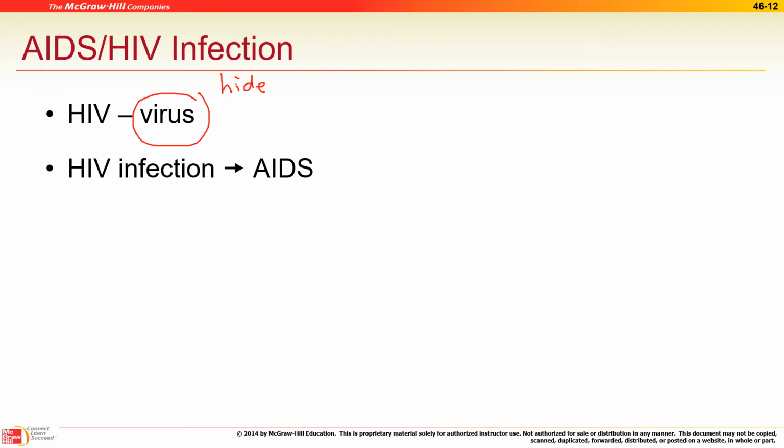Once your T cell count is below 200, you now have the syndrome, the acquired immunodeficiency syndrome. So the virus has attacked your body, damaged it so much that your T cells, right, those are your soldier cells, are now down to 200, leaving you susceptible for infection.